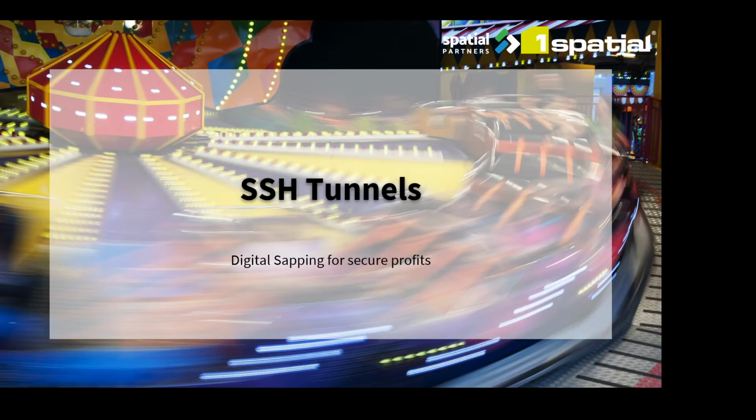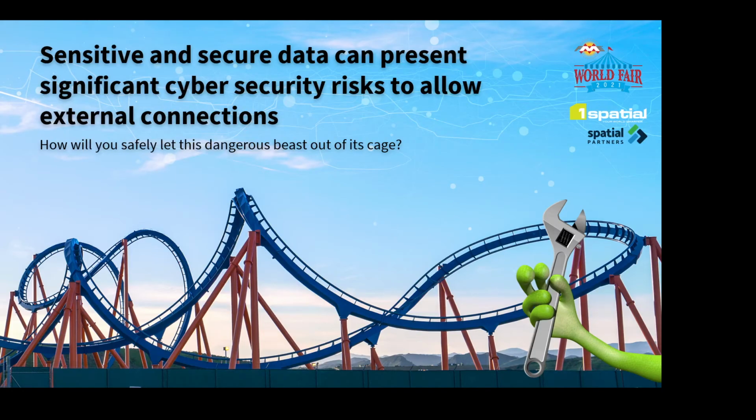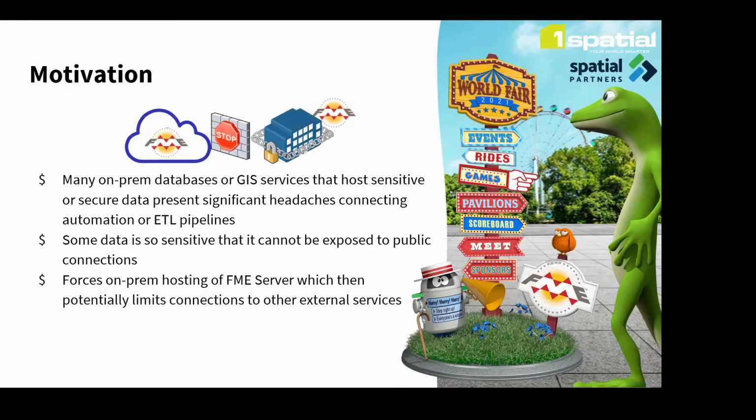Okay, so I've got SSH tunnels as the first thing up, where we're going to be doing some digital sapping for secure profits. There are occasional cases where you'll have sensitive and secure data that can present significant cybersecurity risks to open up and allow external connections to that data source. So how do you let this dangerous beast out of its cage?